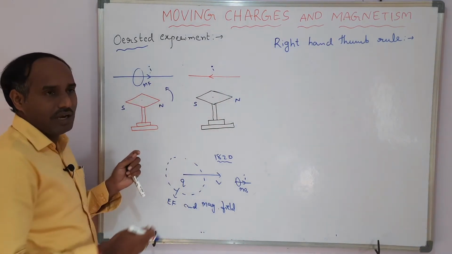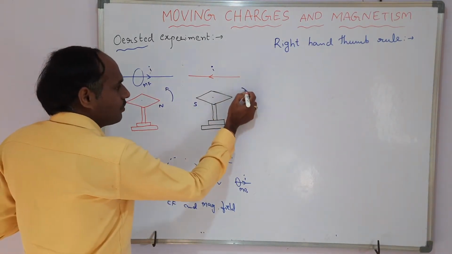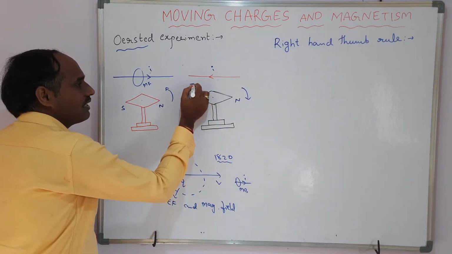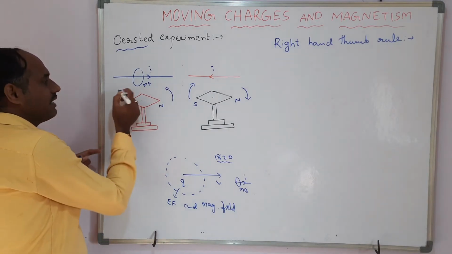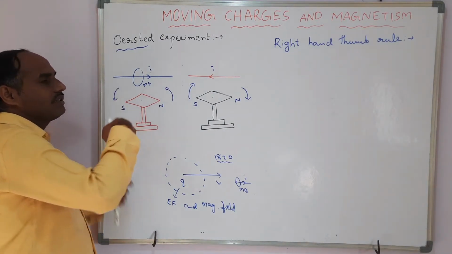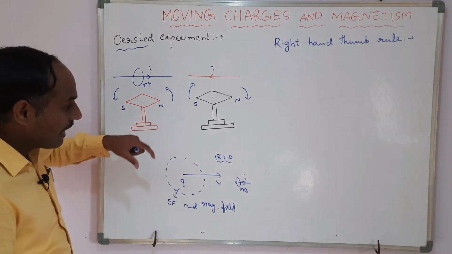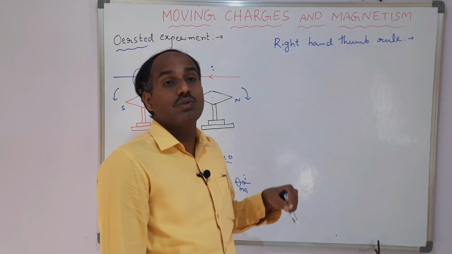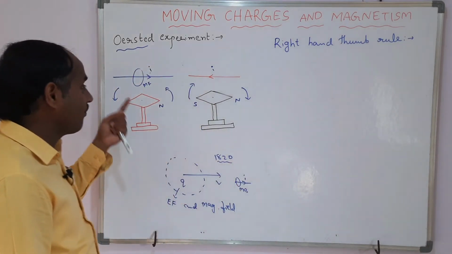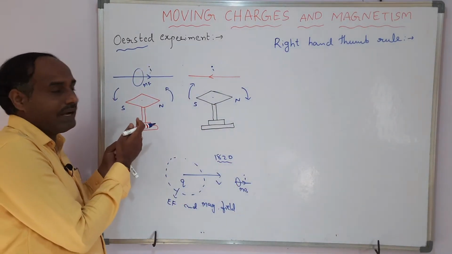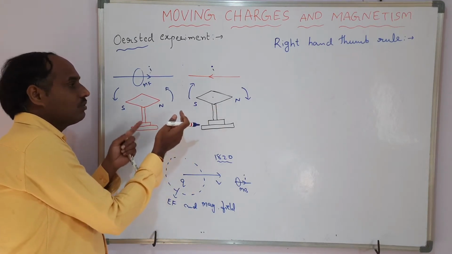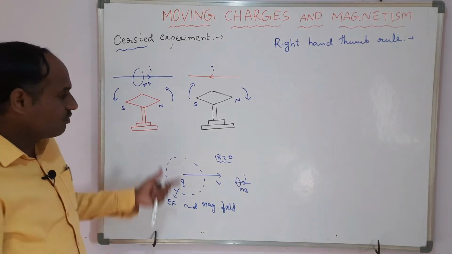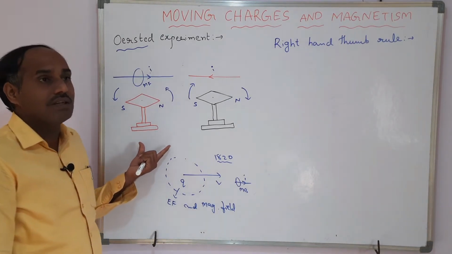He also observed that when he changed the direction of current, now the current is towards the left side, the north pole of the magnetic needle gets repelled from it, which means the south pole is attracted towards it. Earlier north was attracted towards it, so the south is now repelled. He concluded that whenever there is a change in direction of current, there is a change in direction of the magnetic field, and when there is a change in direction of the magnetic field, there is a change in direction of the deflection of the magnetic needle. This was first observed by Oersted.